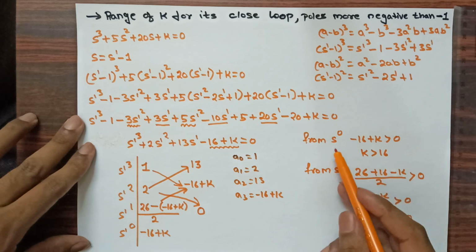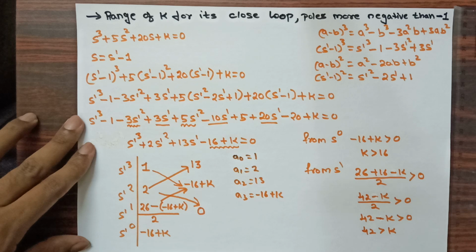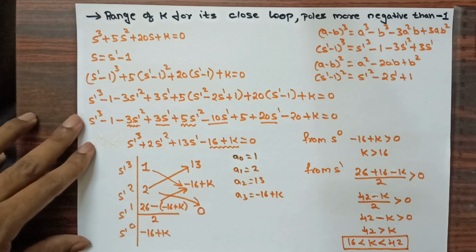Now from s to the power 0 we got k greater than 16. Therefore we can see the range here. I am getting k greater than 16, and here you can see 42 greater than k, that means 42 greater than k greater than 16. This is the range of k I am getting for poles more negative than minus 1. So this is the solution of the third question.